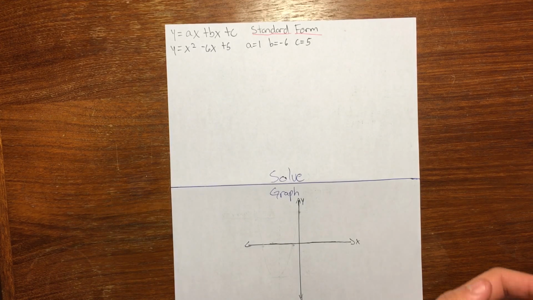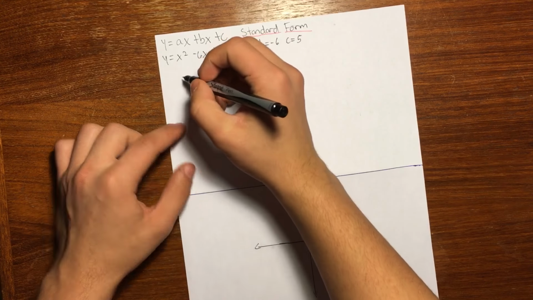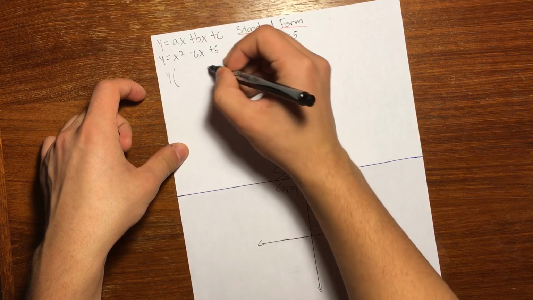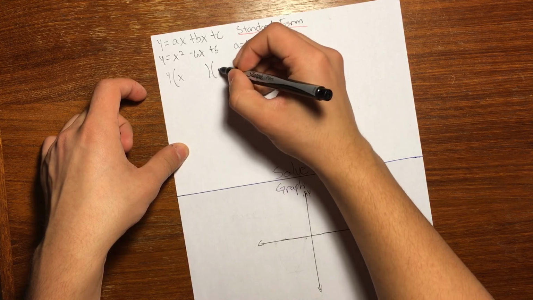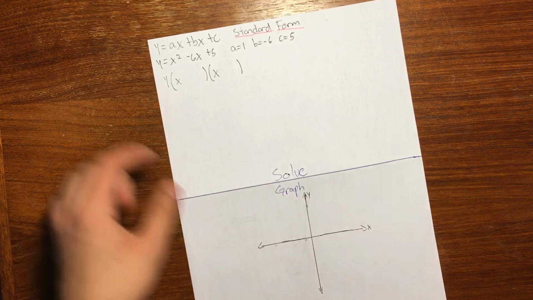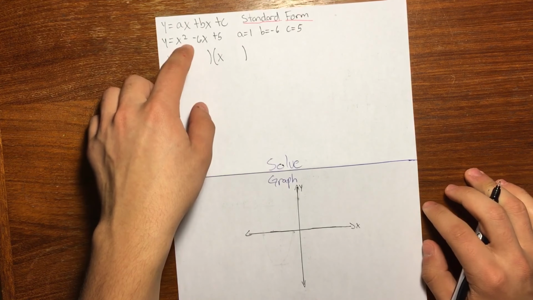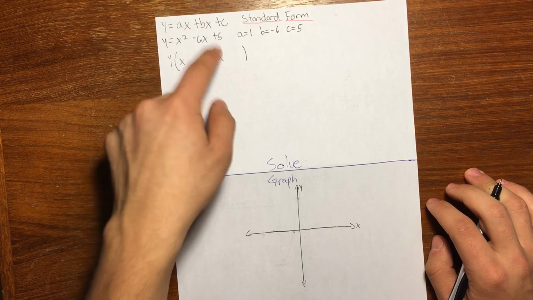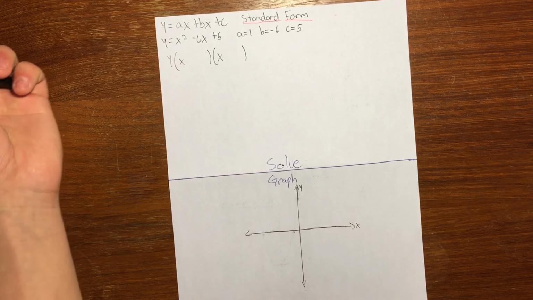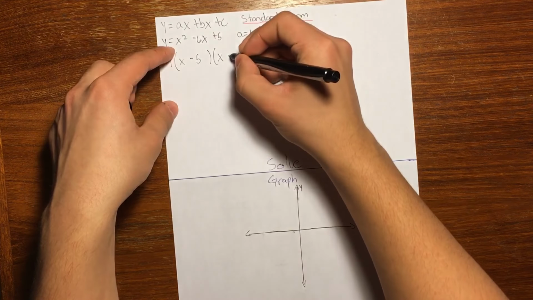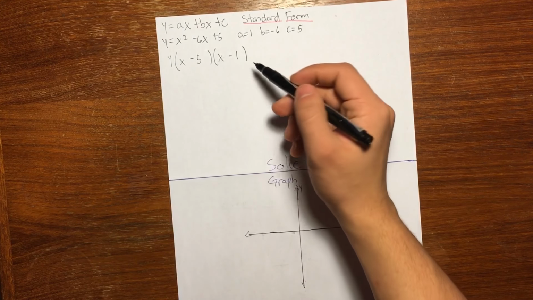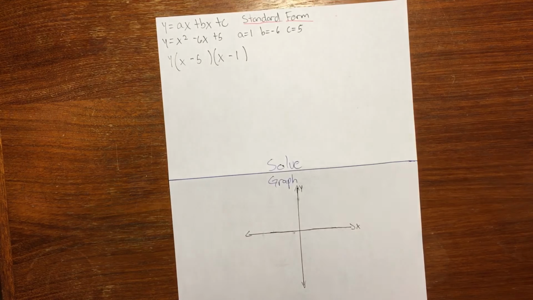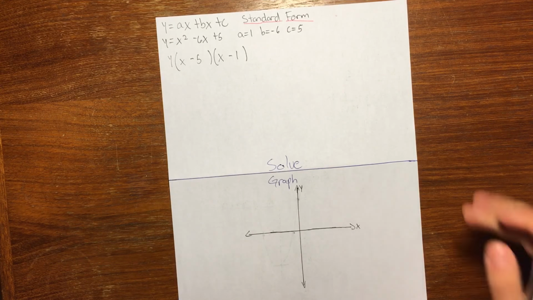Our next step in order to solve it is to factor the equation. In order to factor, I'm going to write it down, we have to find two numbers that multiply to 5 and add to -6. So I'm thinking -5 and -1. Why? Because if you multiply them, they become +5, but if you add them, they become -6. So there you have the factors.